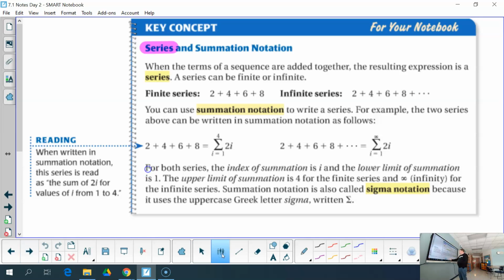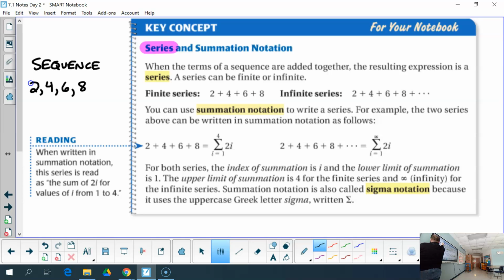So yesterday, 2, 4, 6, 8 would have been a sequence. But today, a series is we take all of those terms and we add them together. And that's the only difference. We're taking all the terms in a series and you add them together. There are two different types of series.